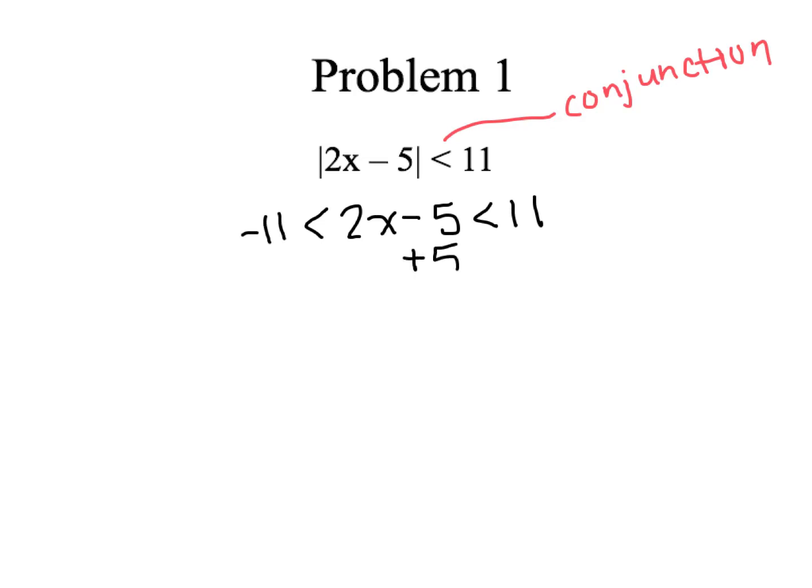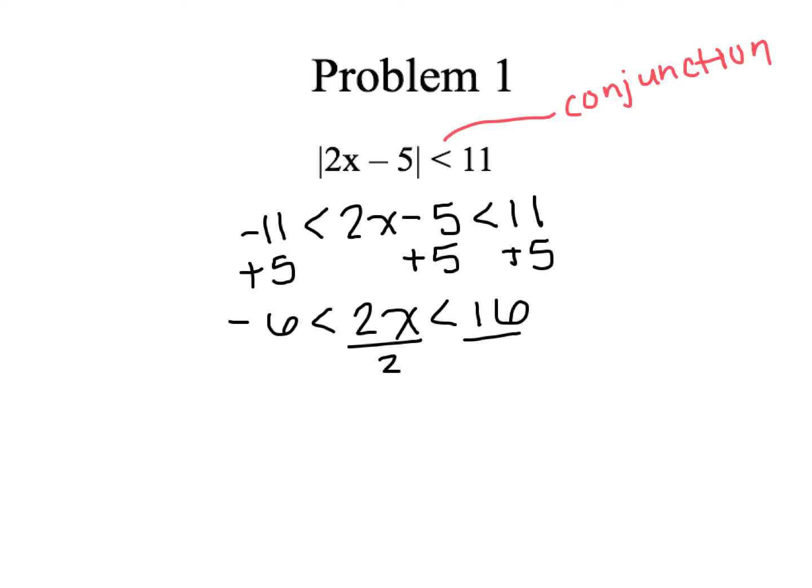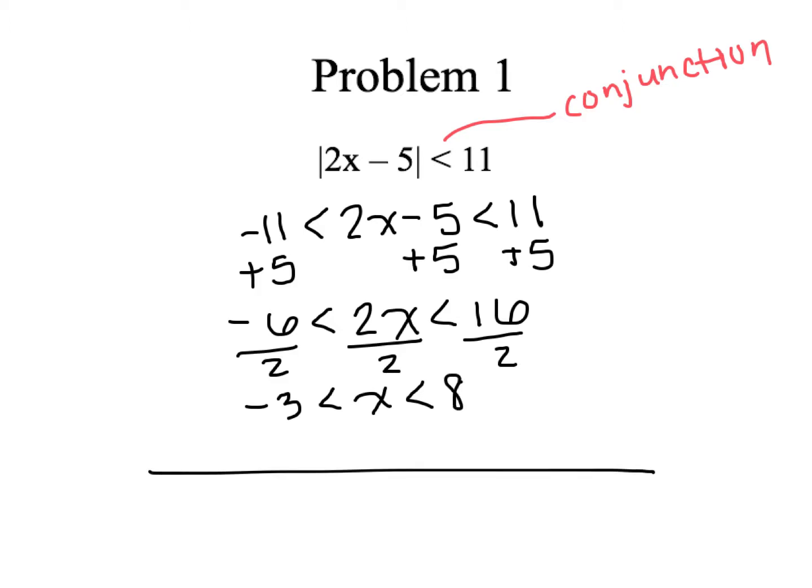Add 5 to all of them. So I get negative 6 is less than 2x is less than 16. And then divide everything by 2. Get negative 3 is less than x, which is less than 8. And then graph it.